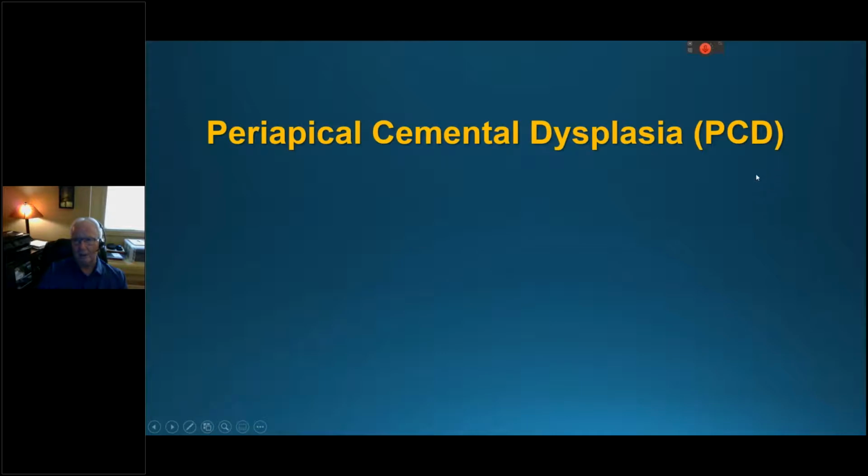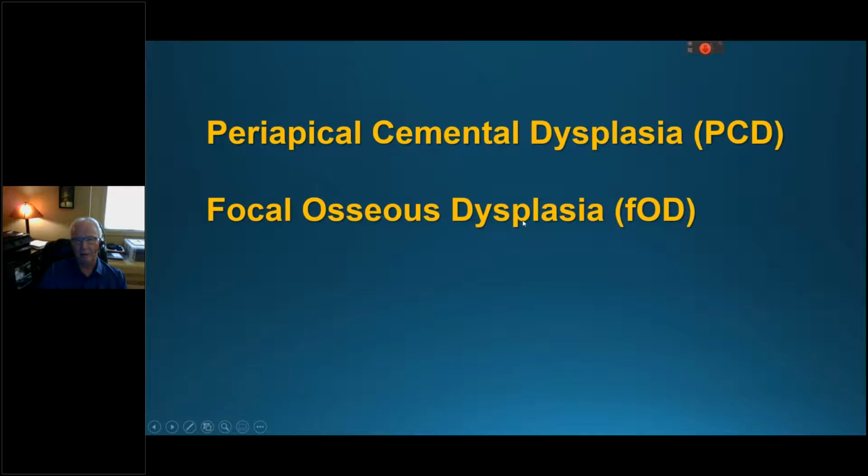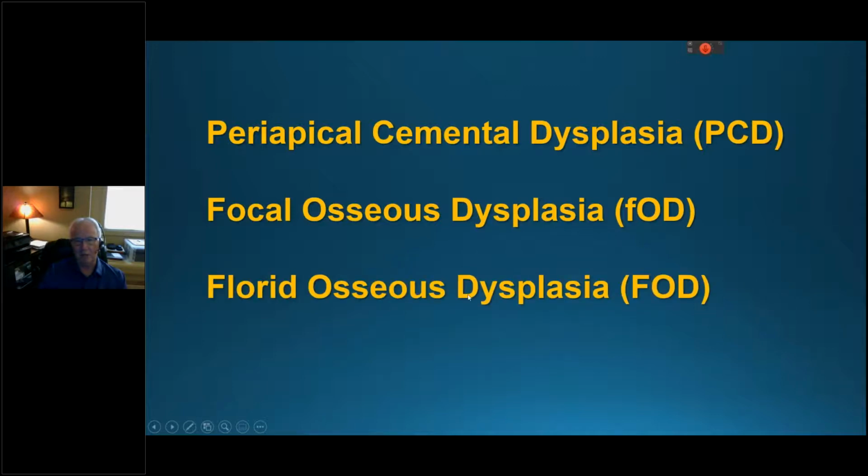So I think it's a continuum. I think you have early, intermediate, and mature stage lesions of periapical cemental dysplasia. When they get quite a bit larger and may not be near or adjacent to or overlapping the root structure, but just in the local region, we call that small focal osseous dysplasia. And if you have multiple radiopacities that are all over or in multiple quadrants, we call that florid osseous dysplasia.